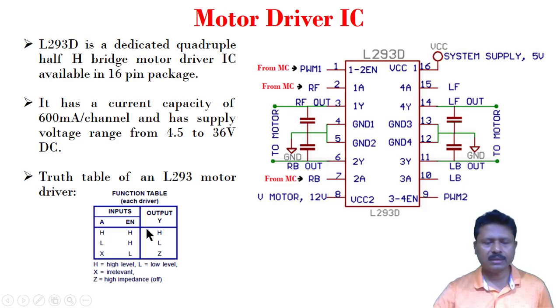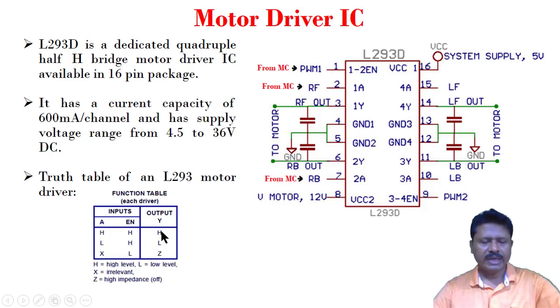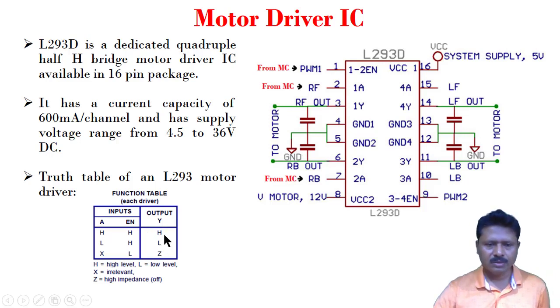So this is the truth table. According to the truth table, for getting any output, high or low, the enable signal must be high. Terminal number 1 is the enable signal for this motor, and terminal number 9 is the enable signal for this motor. So this must be high for getting any type of output. Now what will the output be? If A is high, we will get output high.